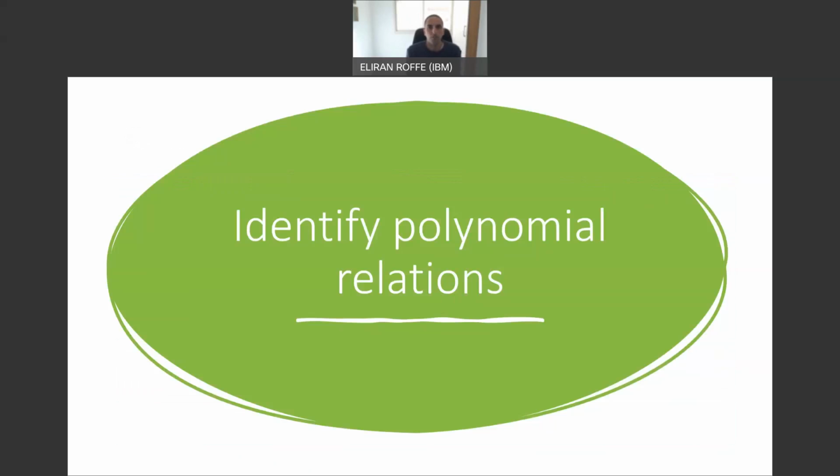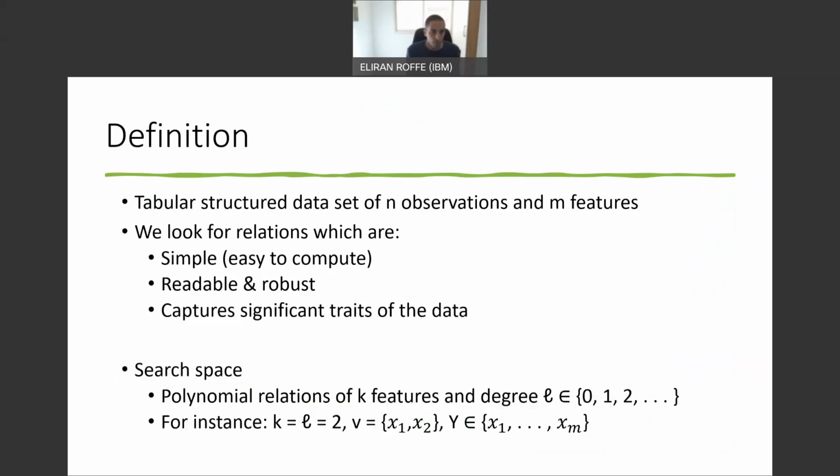Okay, so the first step is, as I said, to identify the polynomial relations. Let's start with a definition. We have tabular structured data sets, right? We currently work only with structured data sets. We have n observations and m features.